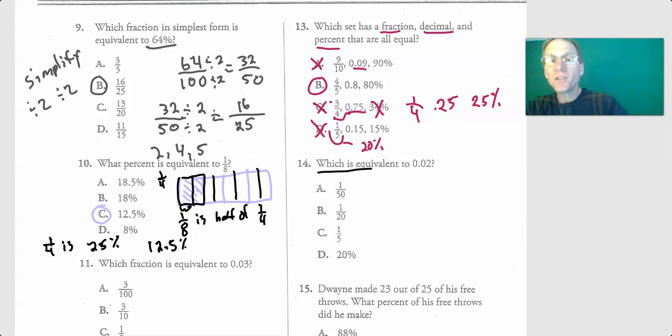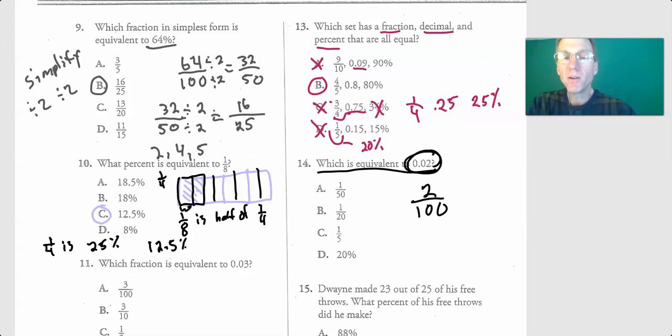Okay, which fraction is equivalent to 2%? That's in the hundredths place. This is an easy one. If we write this on our place value chart, it's in the hundredths place. That's 2/100ths. You just say that decimal, 2/100ths. So now let's come over here and see if we can figure that out.